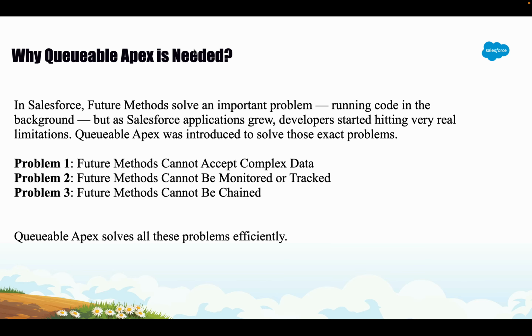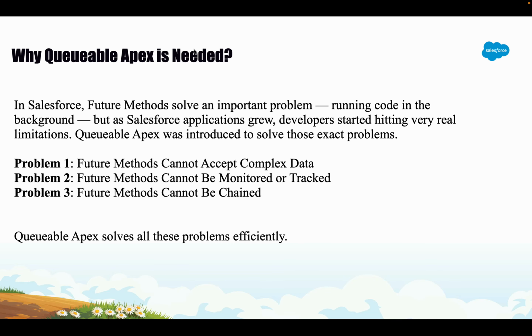Future method is still used to avoid mixed DML operations, and also to do callouts from a trigger when you just need to send, say, a status update or very basic generic information to a third party system. We still use future method a lot. It's just that when you need to do something which cannot be done with future method, try to do it via Queueable Apex.